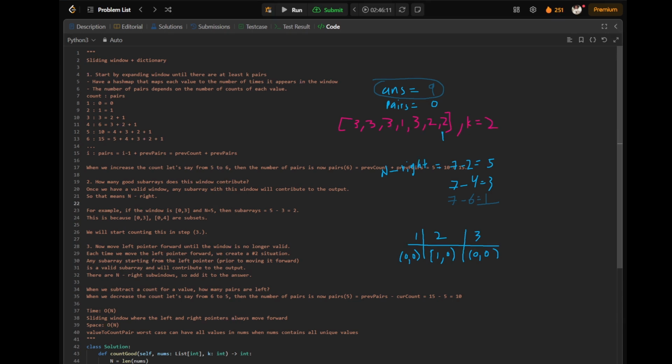So how do we get the number of pairs that are lost when we move the left pointer forward? It's given by this formula. Pairs is equal to previous pairs minus the current count. So for example, we have 6 to 5. How do we get the number of pairs? 10 is basically what we have in the previous pairs minus the current count, which is 5, to get the current pairs, which is 10.